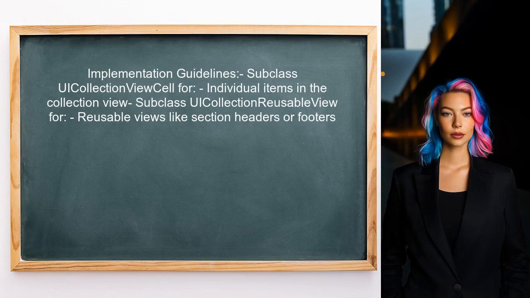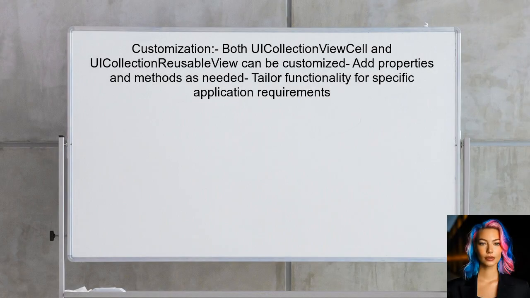When implementing these views, the user should subclass UICollectionViewCell for each item they want to display, while subclassing UICollectionReusableView for any reusable views like section headers. Finally, the user should remember that both classes can be customized with their own properties and methods, allowing for tailored functionality based on the needs of the application.